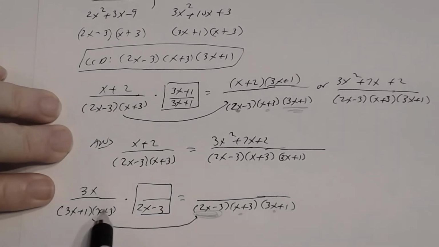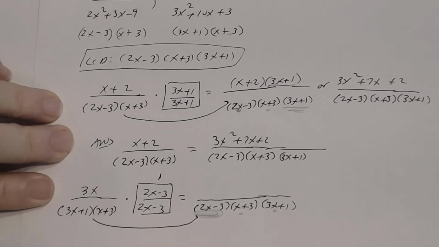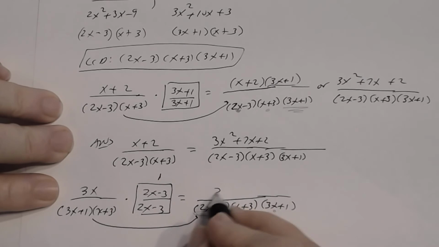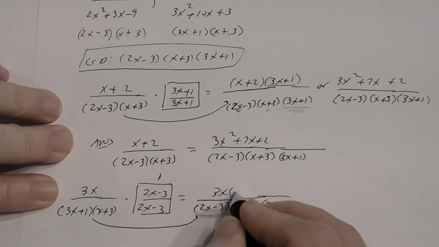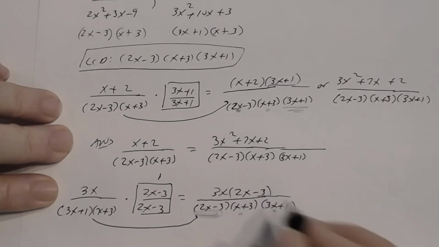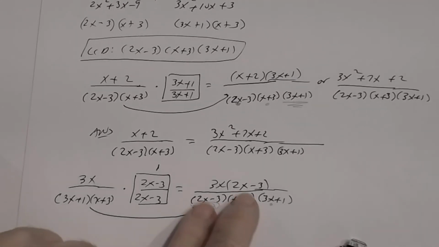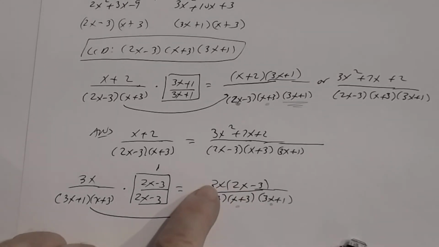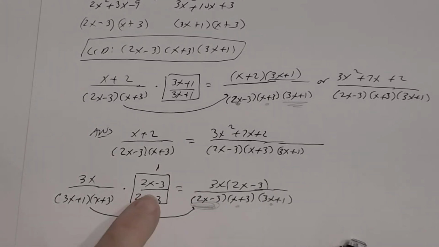So 2x minus 3. But when I multiply the denominator, I've got to do the same thing with the numerator, because remember, this fraction has to be a 1. So we get 3x, a monomial, times this binomial. So I get 3x times 2x minus 3. So there's your answer. And remember, those are equivalent, because if you reduce, see how the 2x minus 3's divide out? You get 3x divided by this product, which is this.